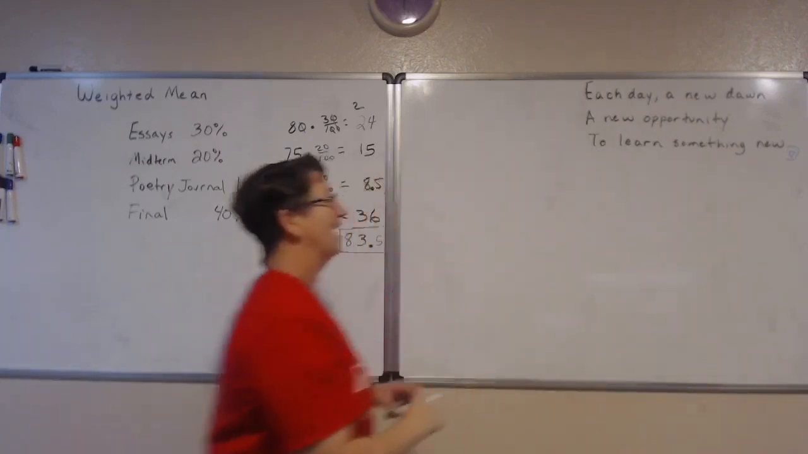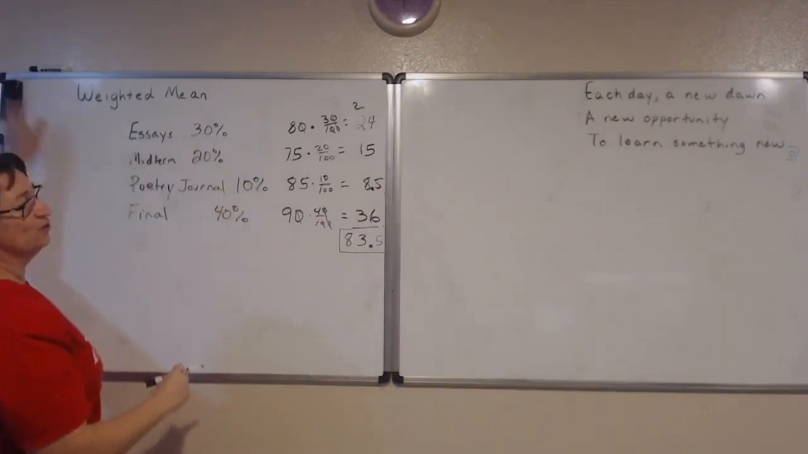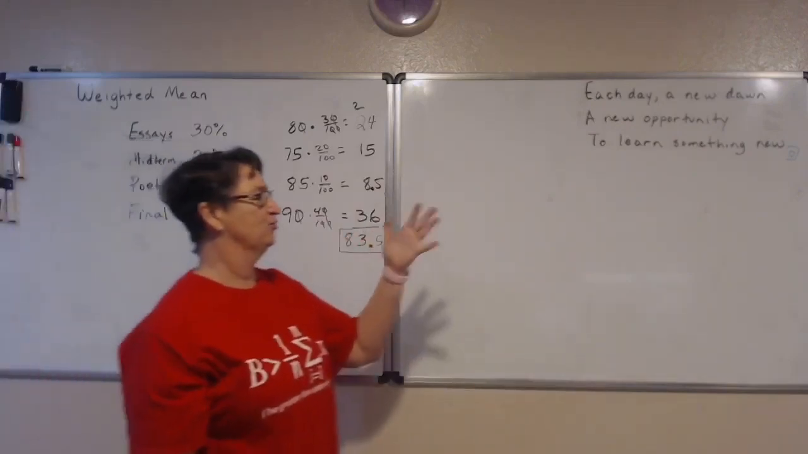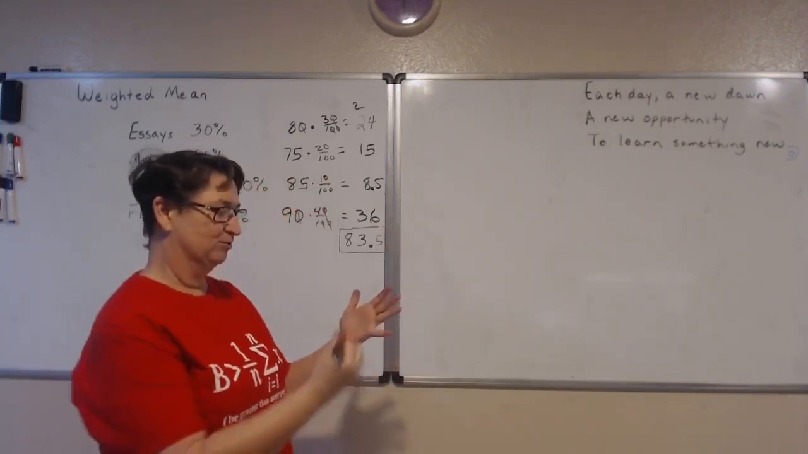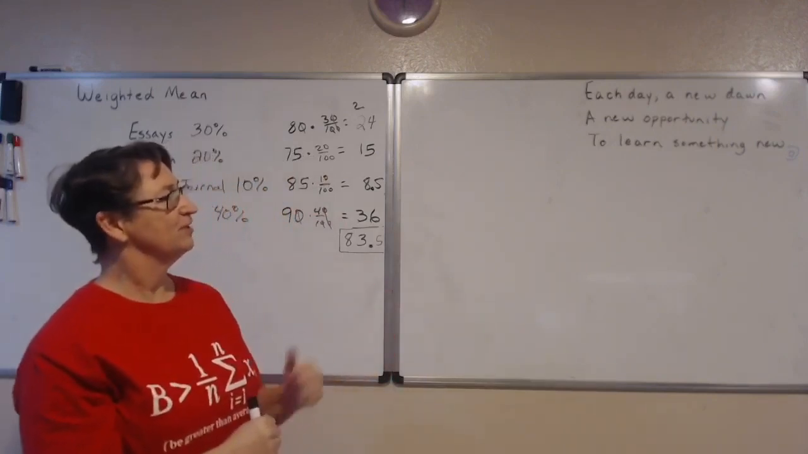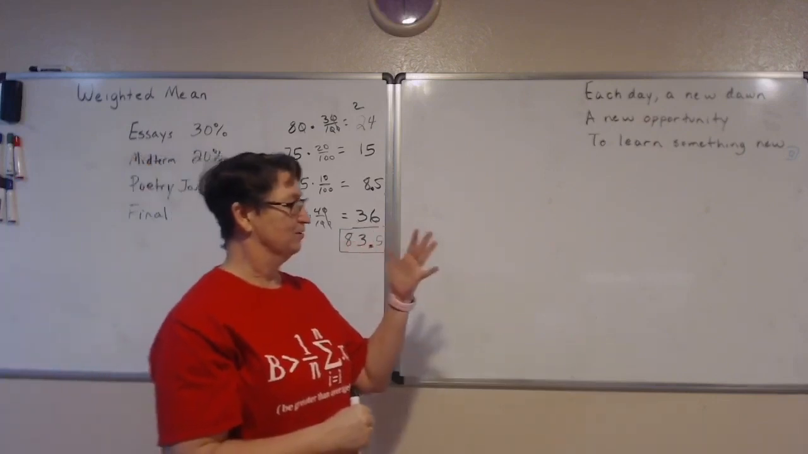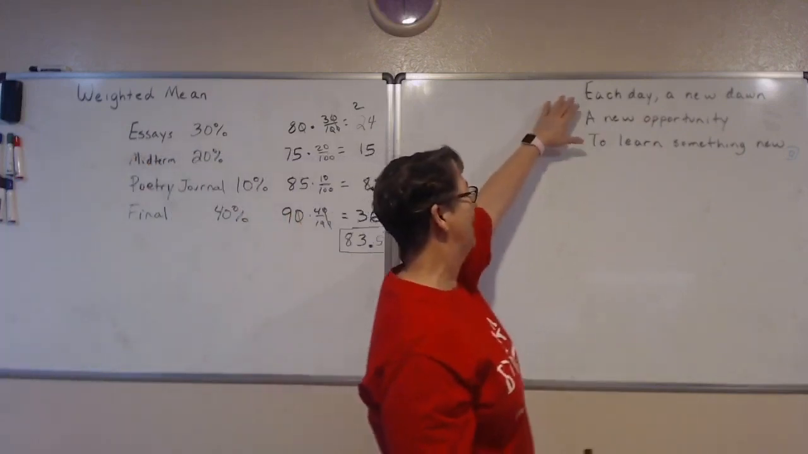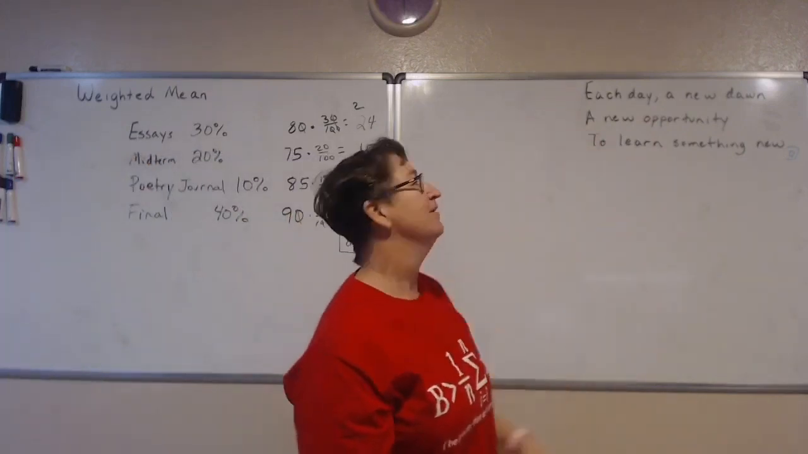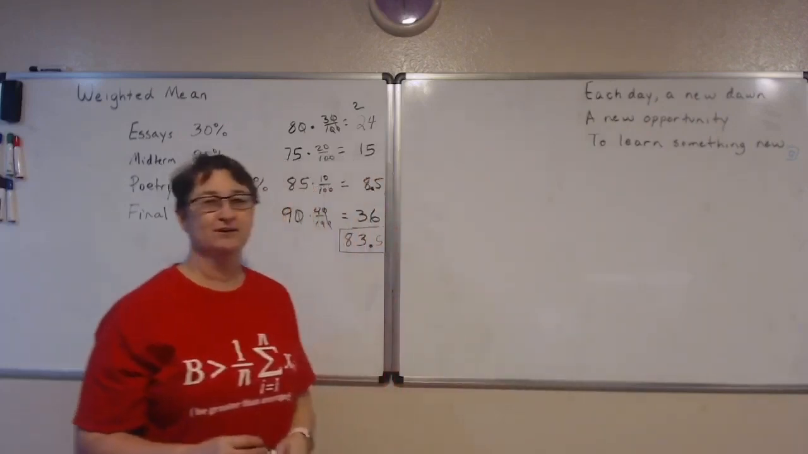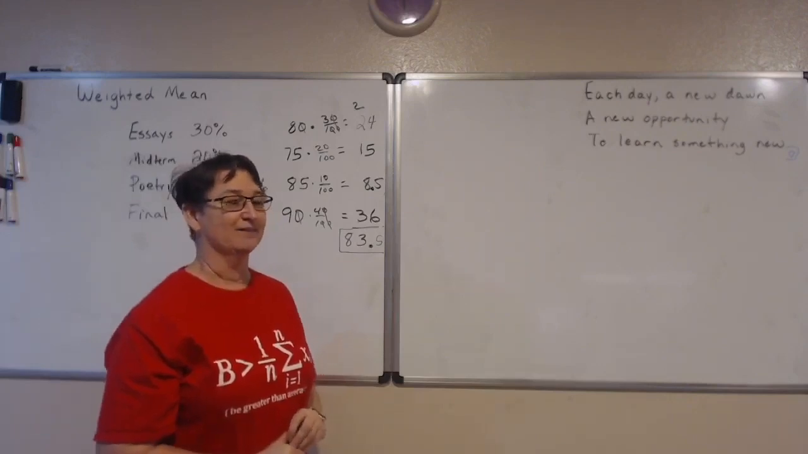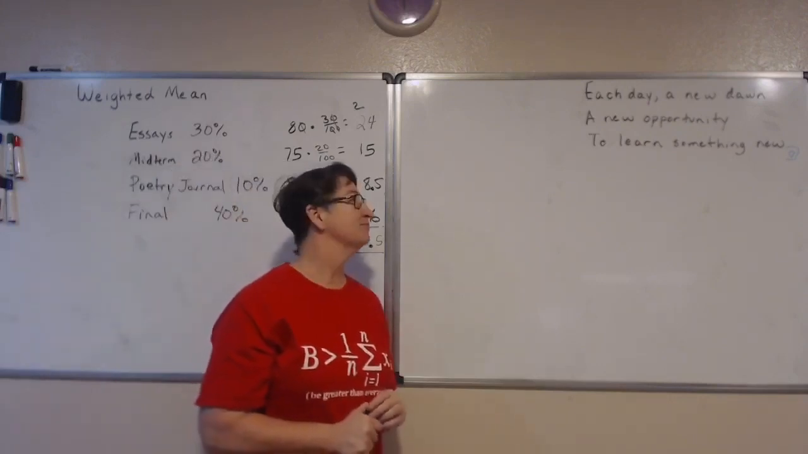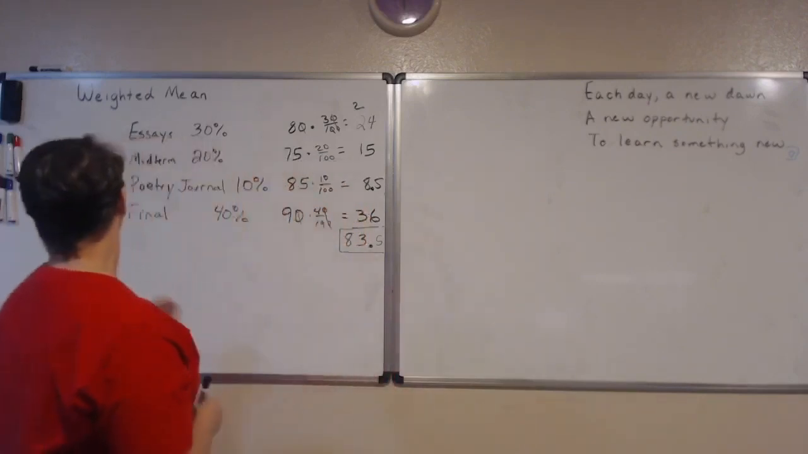By the way, our haiku for the day is: each day a new dawn, a new opportunity, to learn something new. Did y'all know that haikus have a pattern of 5, 7, 5? There's your haiku for the day. Every day, whether you're in school or not, is a new opportunity to learn something new. Learn something new every day.